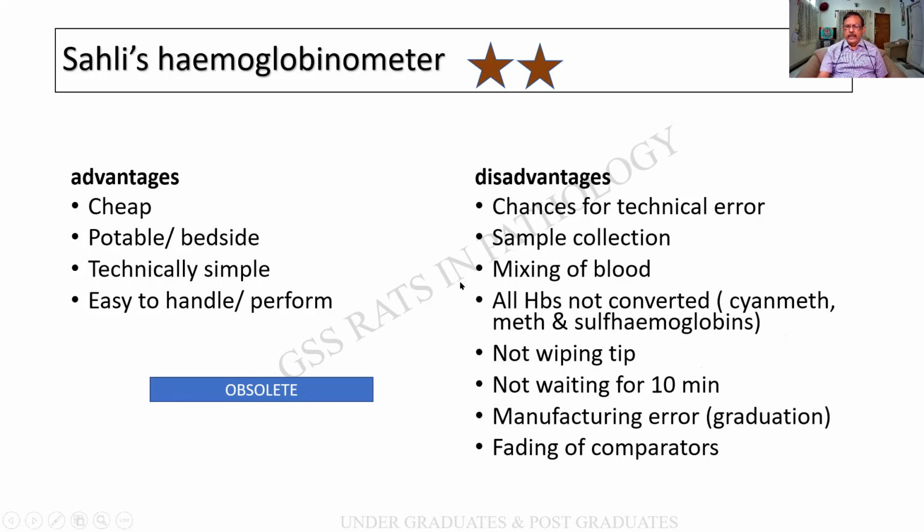Manufacturing error can be there. The same sample was given, sets of hemoglobinometers were there, and the students got values from 8 to 20. Look at the disastrous range you can get. That is because of the graduation error also in the pipettes and in the tubes. Fading of the comparators: as I told you, when the instrument is old, the comparators fade. Therefore, more dilution is required, and therefore the value of hemoglobin is falsely high. So these are the disadvantages. And moreover, it is an obsolete method, which means you should answer what is the better and the recent method.